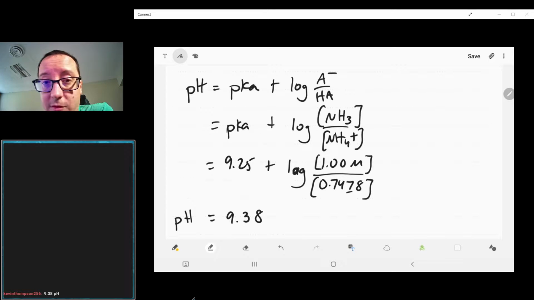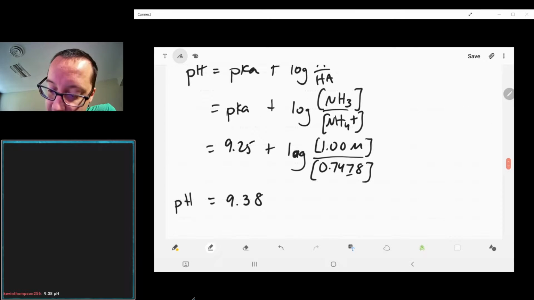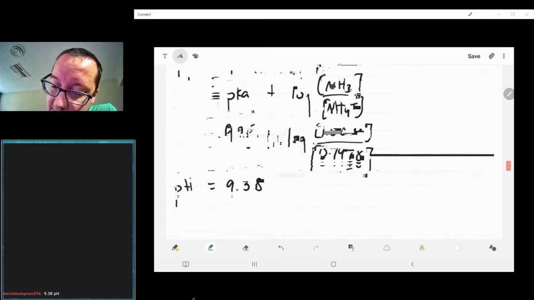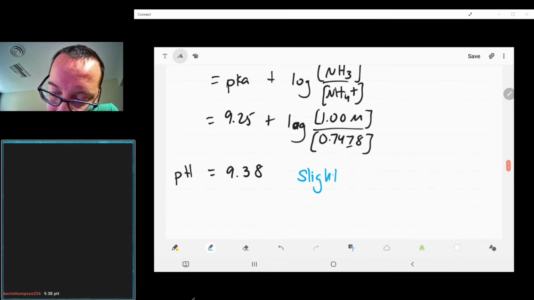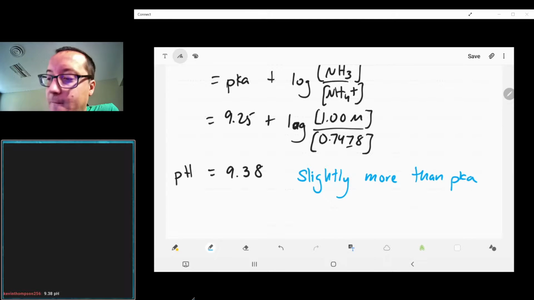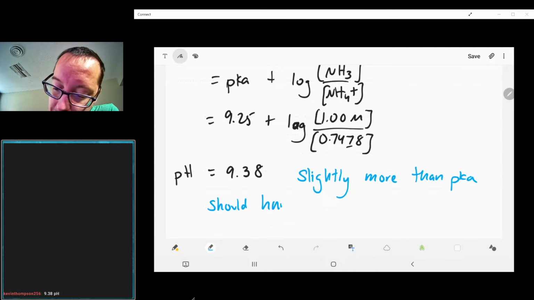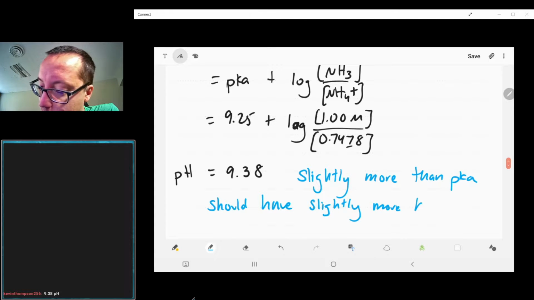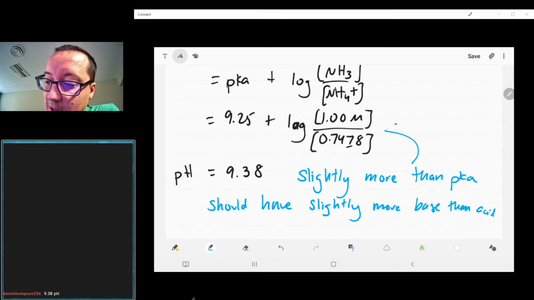And let's just think about this. Does this make sense? This pH is slightly more than the pKa. Right? And so that means that we should have slightly more base than acid. And indeed we do. We see that we have a higher concentration of our base than we do our acid. So this number makes sense. So we're good with it. That should be our answer there.